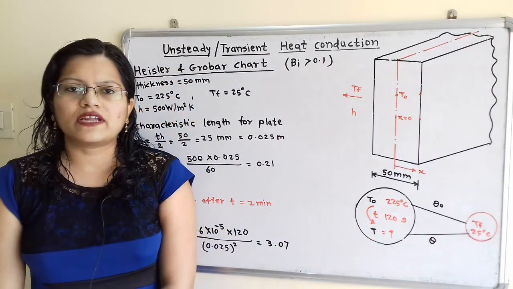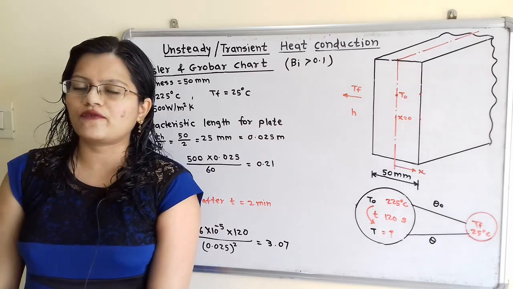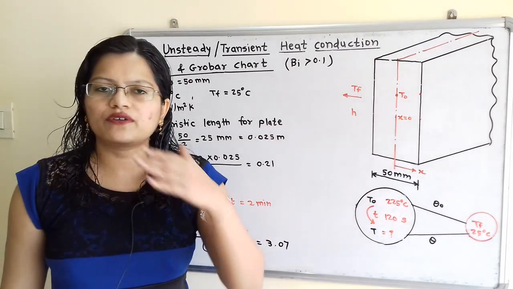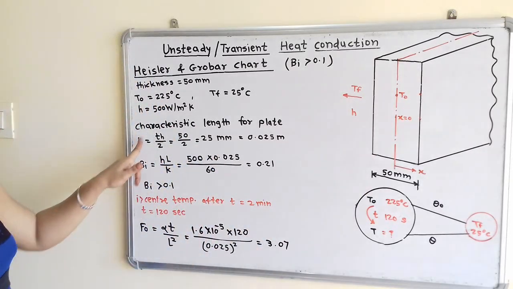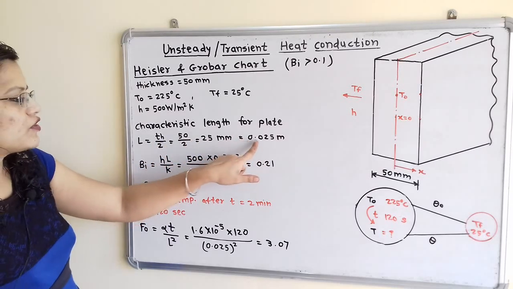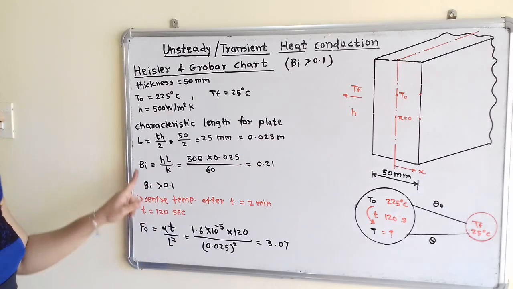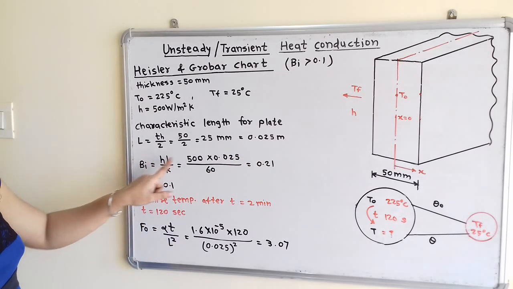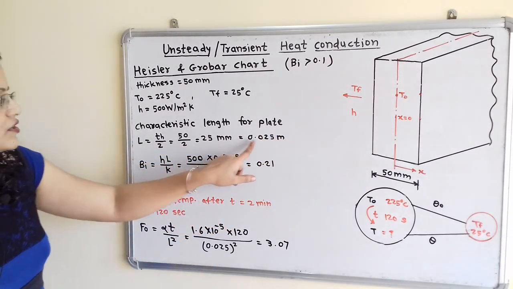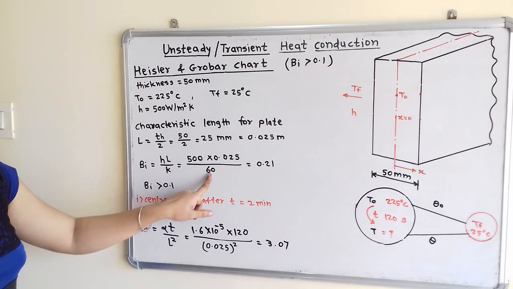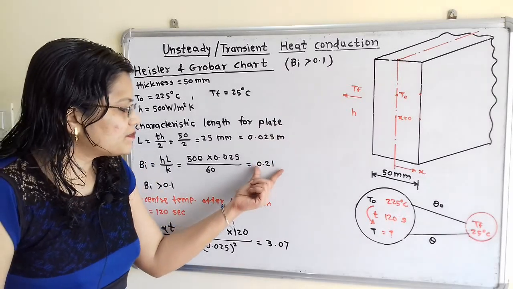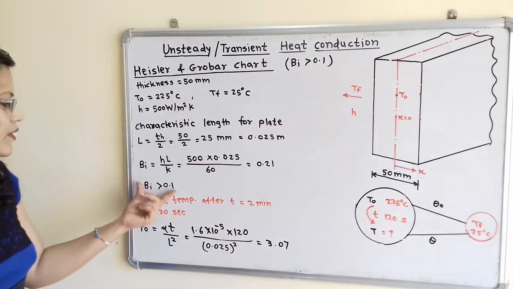Now we will first calculate the Biot number. So for Biot number we have to first calculate the characteristic length. So what is the characteristic length for the plate? So we know that thickness divided by 2. So L is equal to thickness by 2, that is 25 mm, and standard unit is meter, 0.025 meter. Now Biot number Bi equals hL by k. So h value, that is the convective heat transfer coefficient h, 50, L 0.025, and thermal conductivity k 60, which is equal to 0.21.